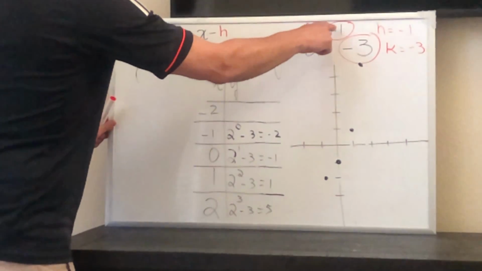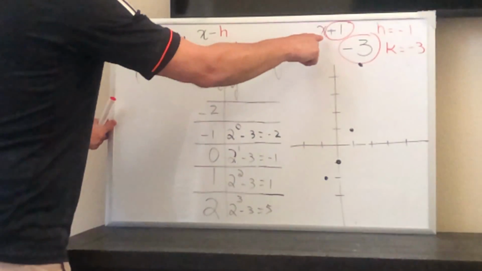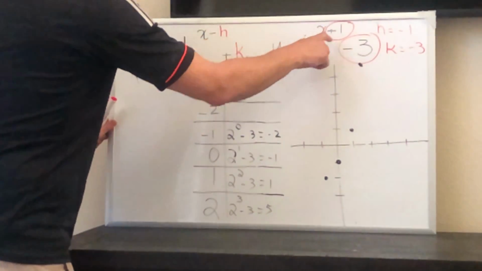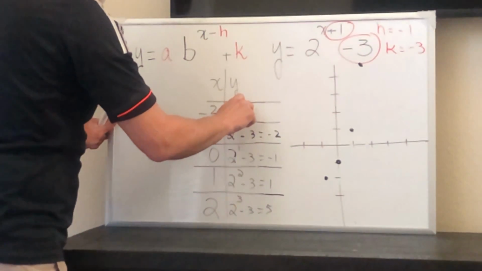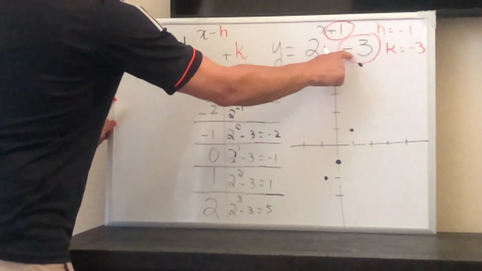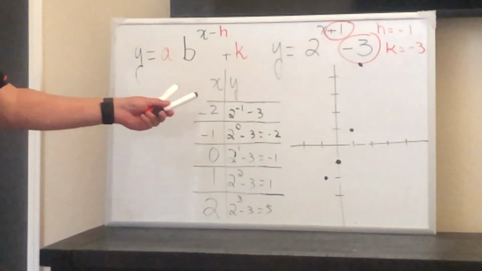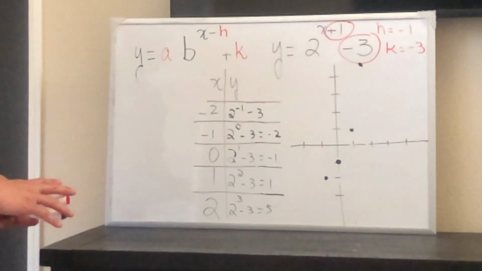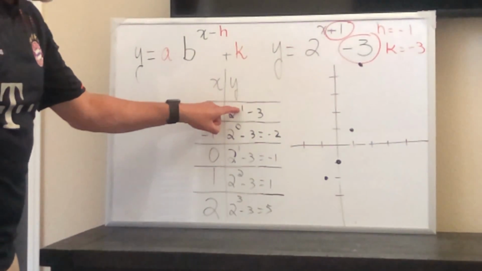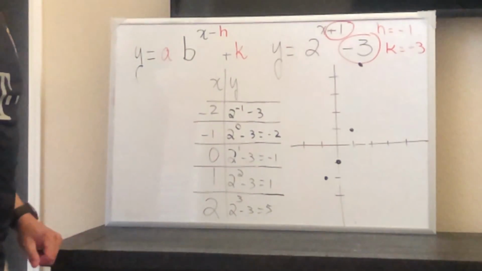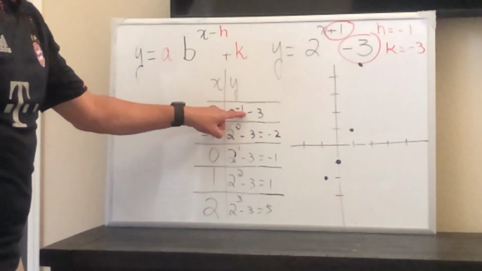Negative 2 plus 1 is negative 1. So 2 to the power of negative 1 minus 3. Now, what is 2 to the power of negative 1? Again, we discussed last time. The negative sign flips the base over, and then you just use the power.